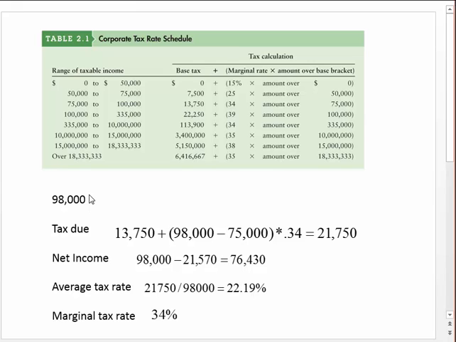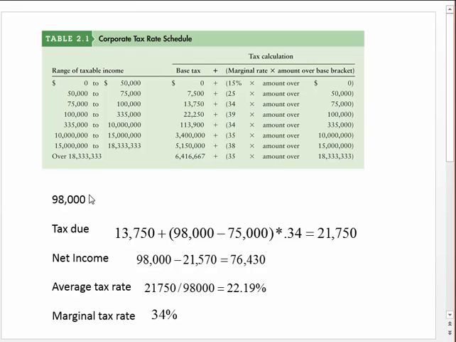The marginal tax rate is the tax that you pay on the very next dollar that you earn. So in this case, if you look at what line $98,000 is in, it's in this line right here. If you made $98,001, what would be the tax on that next dollar? Well, remember what we said. Every dollar here has a price tag, and 34%, the marginal tax rate, is the tax that you pay in that bracket. So the next dollar would be taxed at 34%.